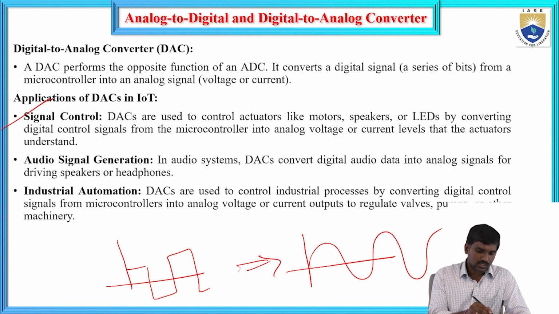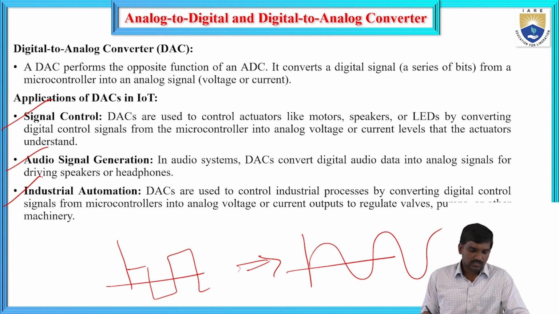Applications: signal control, audio signal generation, and industrial automation also. In signal control, DACs are used to control actuators like motors, speakers, and LEDs by converting digital signals into a form the microcontroller can work with. Audio signal generation also: in audio systems, DACs convert digital audio data into audio signals for driving speakers or headphones.